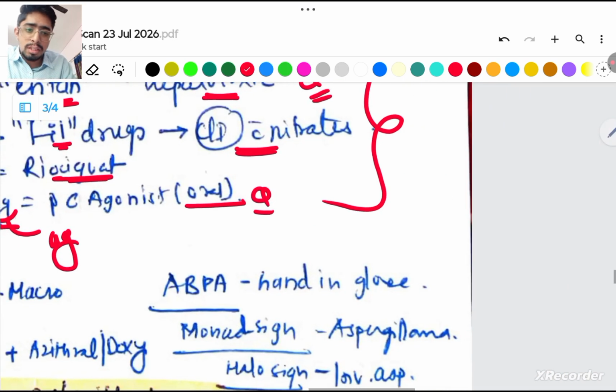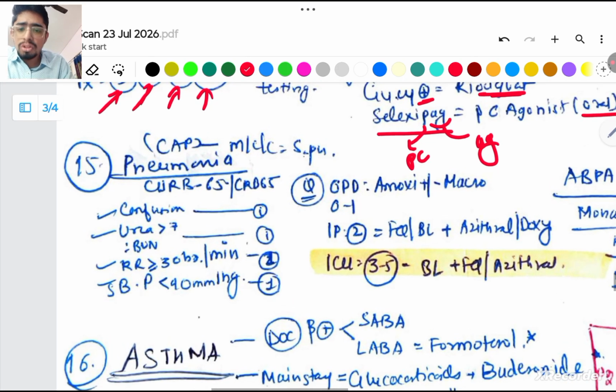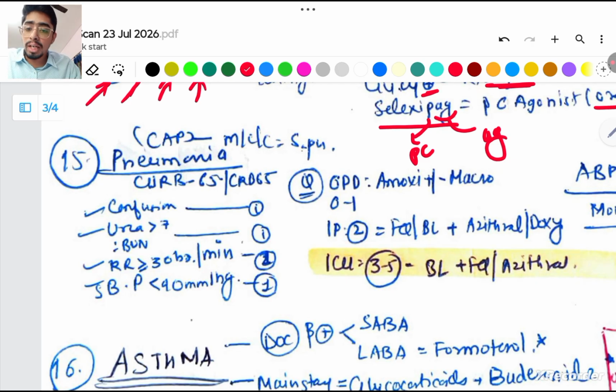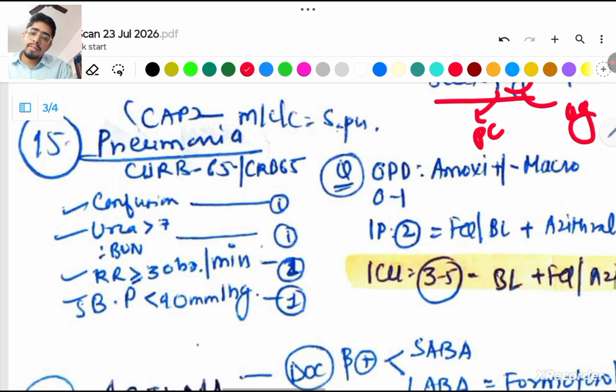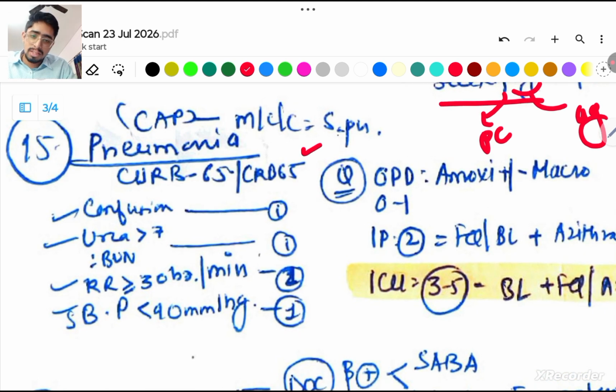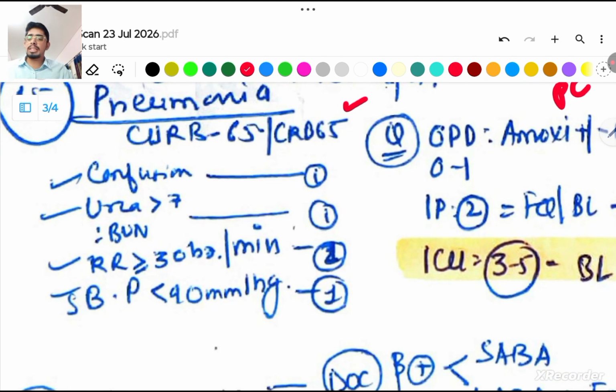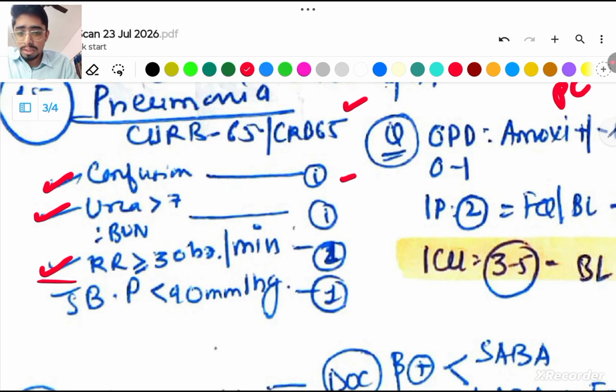Now let's talk about pneumonia. The 15th point is pneumonia. Very, very important. You think of the CURB-65 score, or which is updated to the CRB-65 score. Again, C stands for confusion, U stands for urea, R stands for respiratory rate and B stands for blood pressure. Now confusion, you get 1 point. Urea, BUN more than 7, 1 point. Respiratory rate more than 30, 1 point. SBP or systolic blood pressure less than 90, 1 point.